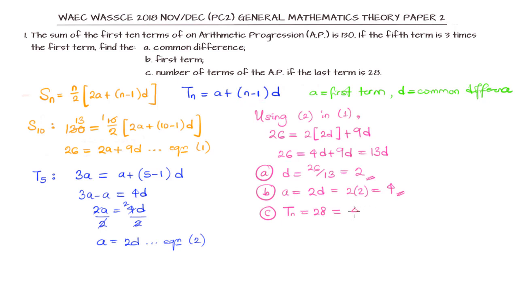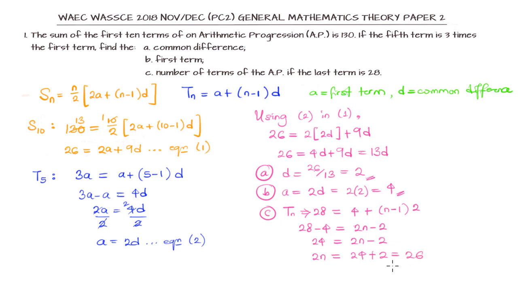That will be 4 plus n minus 1, the d is 2. Okay, so with this, we can collect like terms and open our bracket. That will be 28 minus 4 is equal to 2n minus 2. So 28 minus 4 is 24, and 24 is 2n minus 2, meaning that 2n is 24 plus 2.